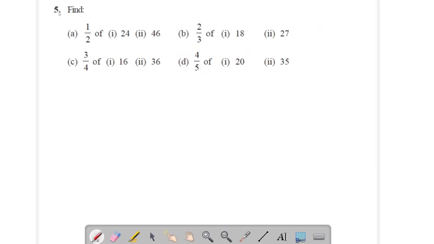Now come to question number 5. Find a part 1 upon 2 of 24. See the solution.